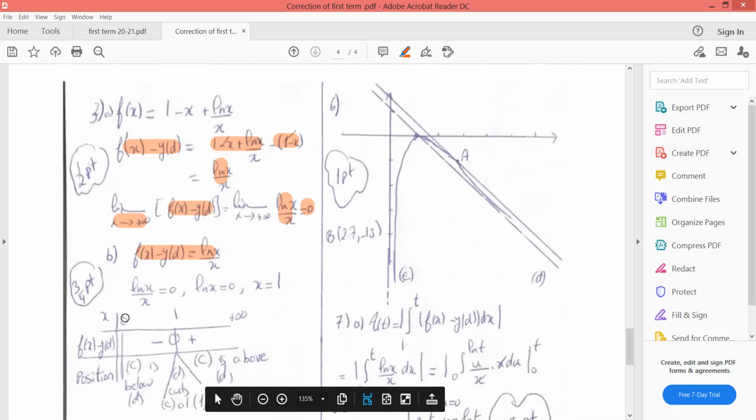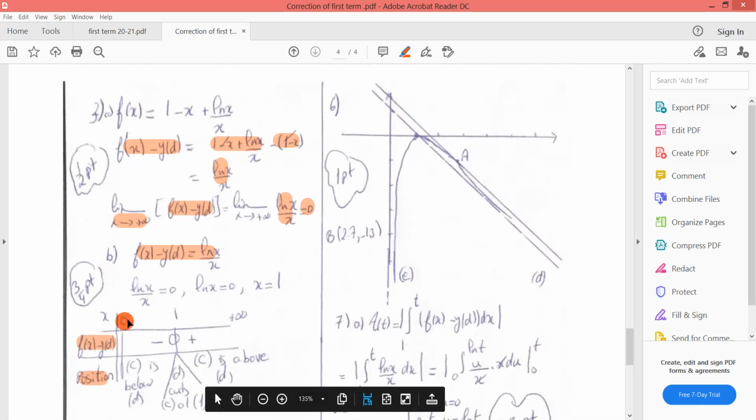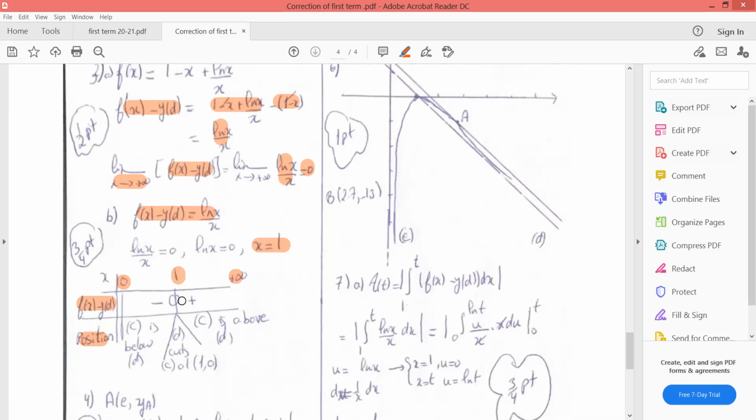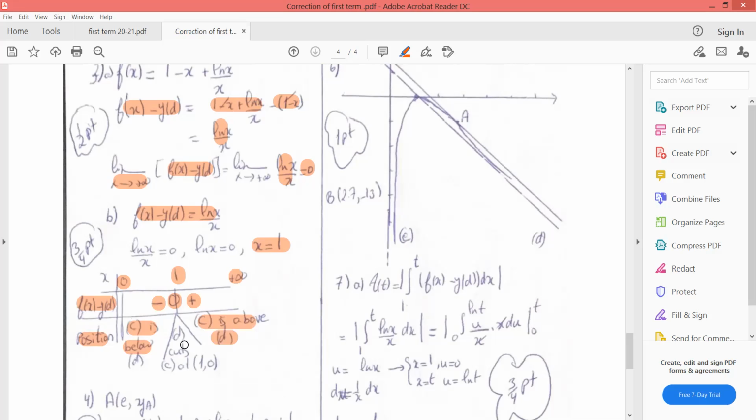We make a table here, f(x) minus y_D, and here we put position, domain 0 to plus infinity. The value x equals 1, we put it here on the table. Now, I put 0 here. I take a number greater than 1 and replace it here. If I take x equals e, for example, we get ln e over e, which means 1 over e, which is positive, so C is below D. Negative means C is above D. At 1, it means D cuts C at 1.